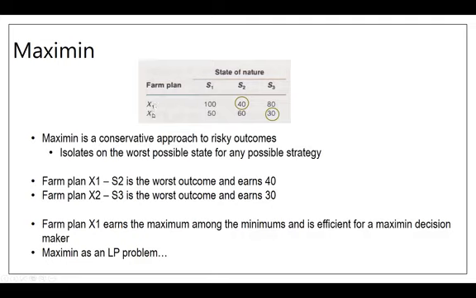Then move down to our second possible action, across all of the states of nature, find the worst possible case, and that's the one to focus on. So we have it down here, farm X1, state of nature S2, worst outcome is 40, when under plan X2, state 3 is the worst outcome and earns 30. Comparison of those, we maximize among those two, or among the circled items here. So farm plan X1 earns the maximum among the minimums. That's where you get the maxi-min. And that's efficient for a maxi-min decision maker.